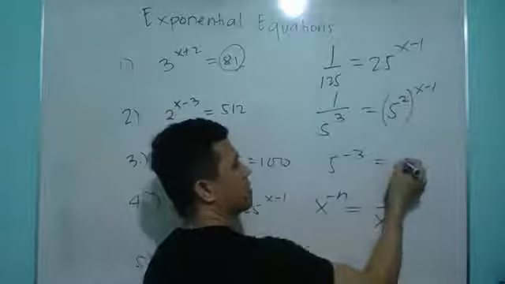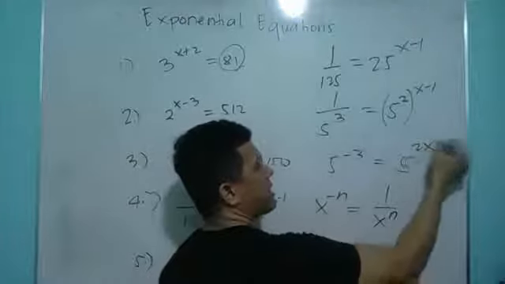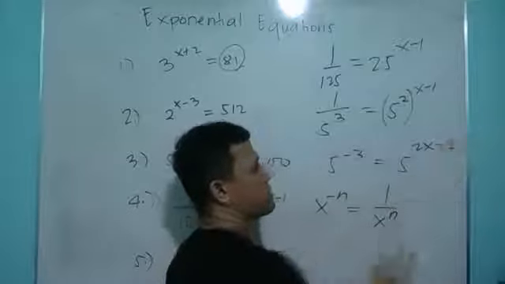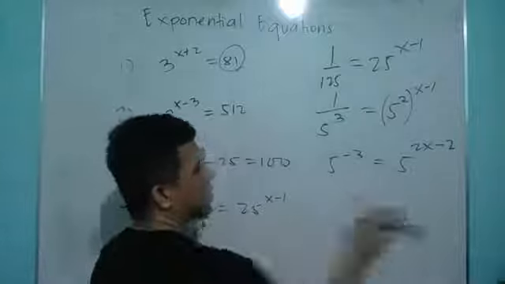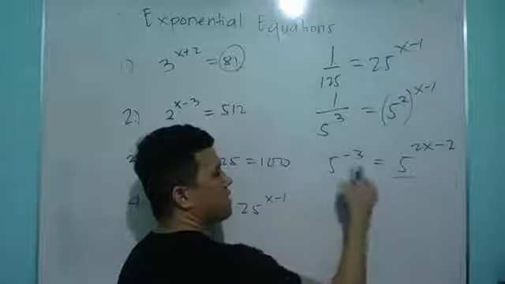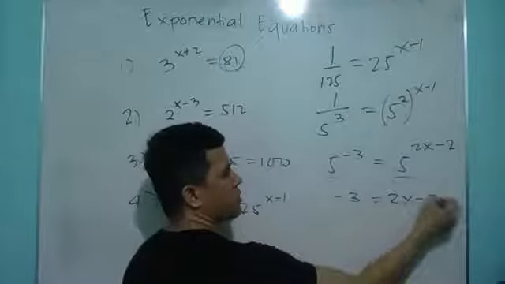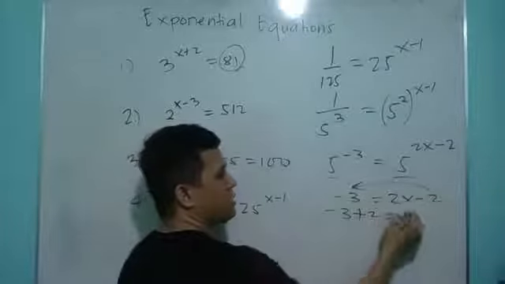Okay, so this one is also 5 raised to 2 times x, that is 2x, and then minus 2 times negative 1, that is negative 2. Same bases now, so we can now solve for the value of x. Negative 3 is equal to 2x minus 2, which means that we have negative 3 plus 2 is equal to 2x.